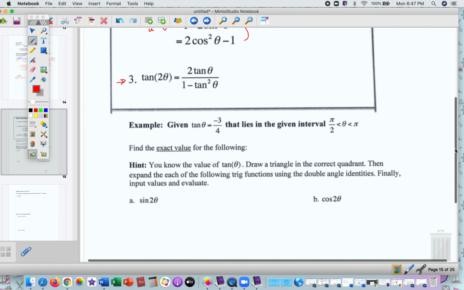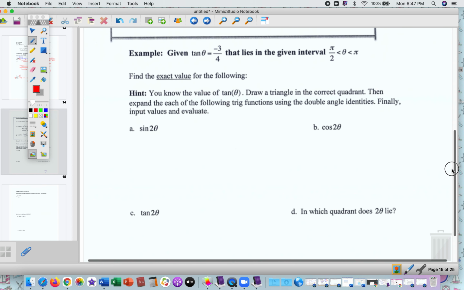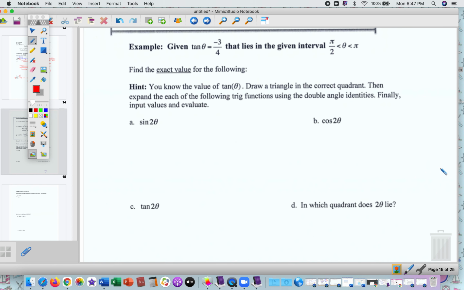So for this example, it says, given tan theta is negative 3/4 that lies in the interval pi over 2 and pi, find the exact value. Hint, you know the value of tan. Draw a triangle in the correct quadrant and expand the following using trig functions and double angle identities. Find input values and evaluate. So let's first draw our triangle.